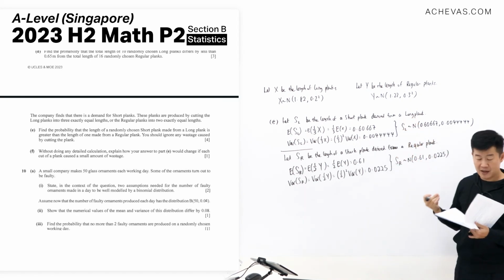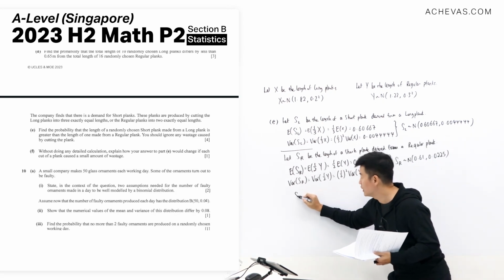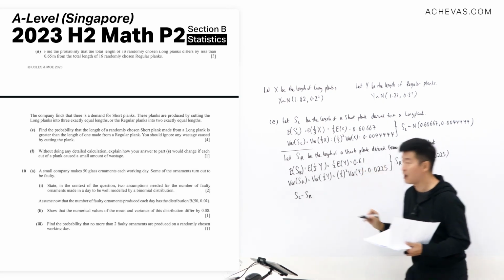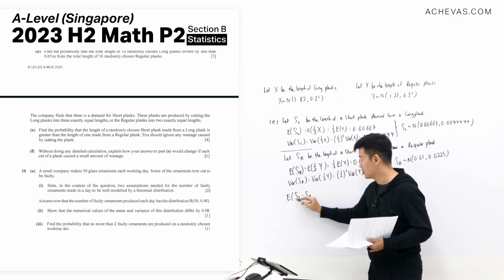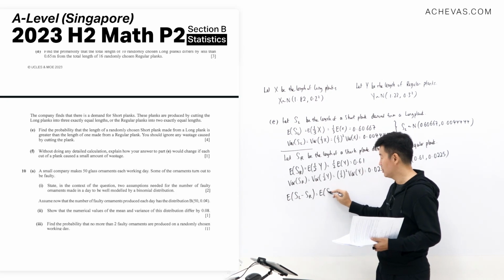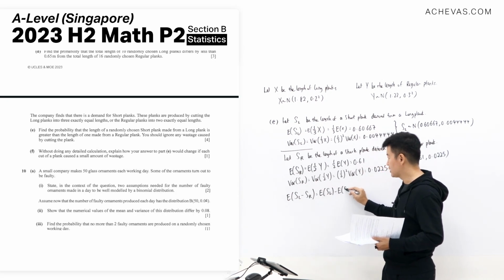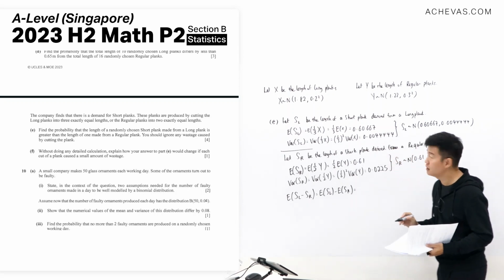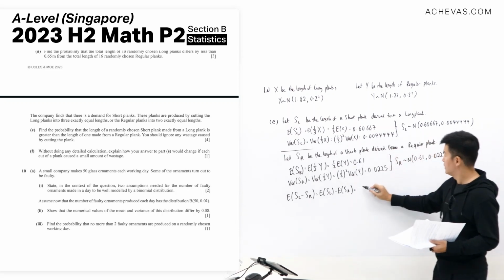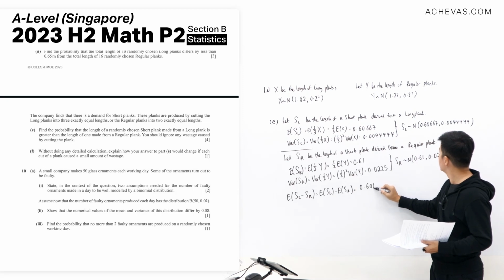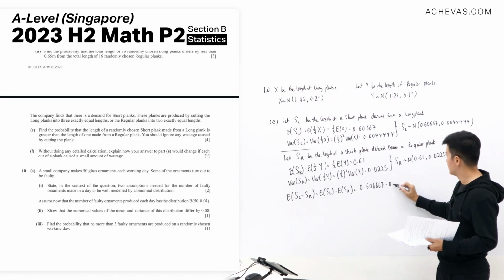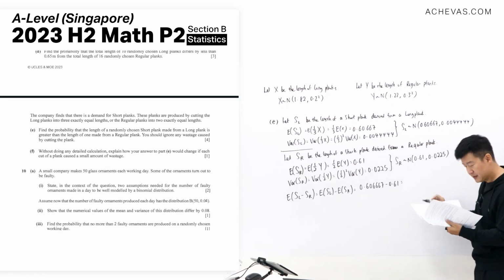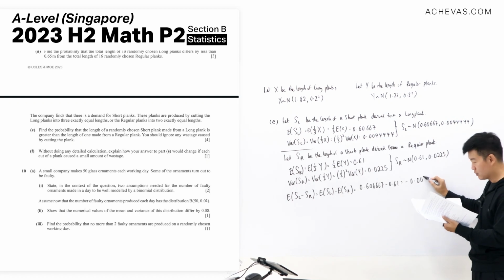So we are looking at SL minus SR. To look at SL minus SR, let's try to form another normal distribution for this. It is going to be the expectation of SL minus the expectation of SR. The expectation of SL is 0.60667 minus 0.61, and this is equal to negative 0.00333333.